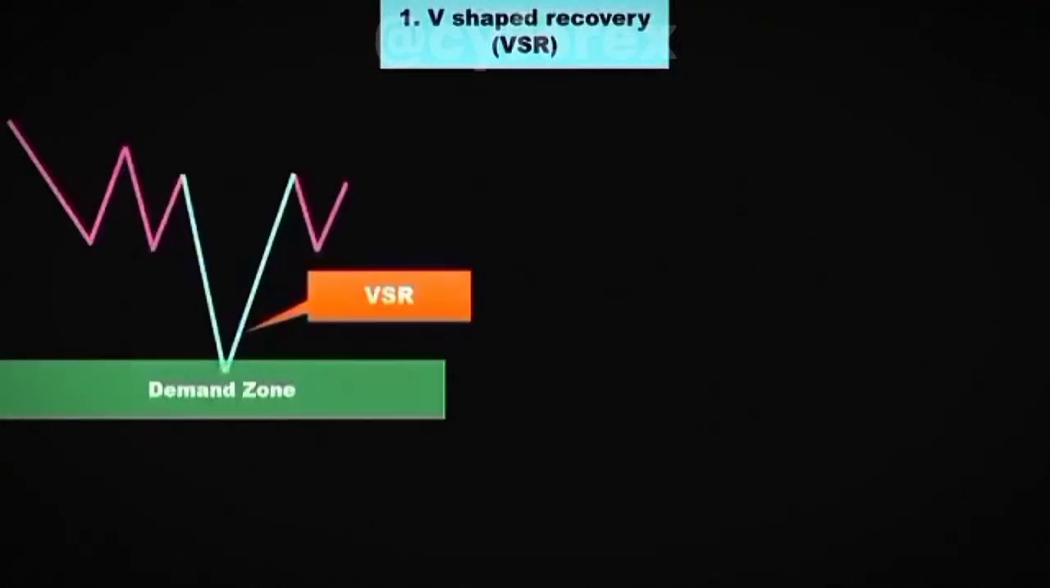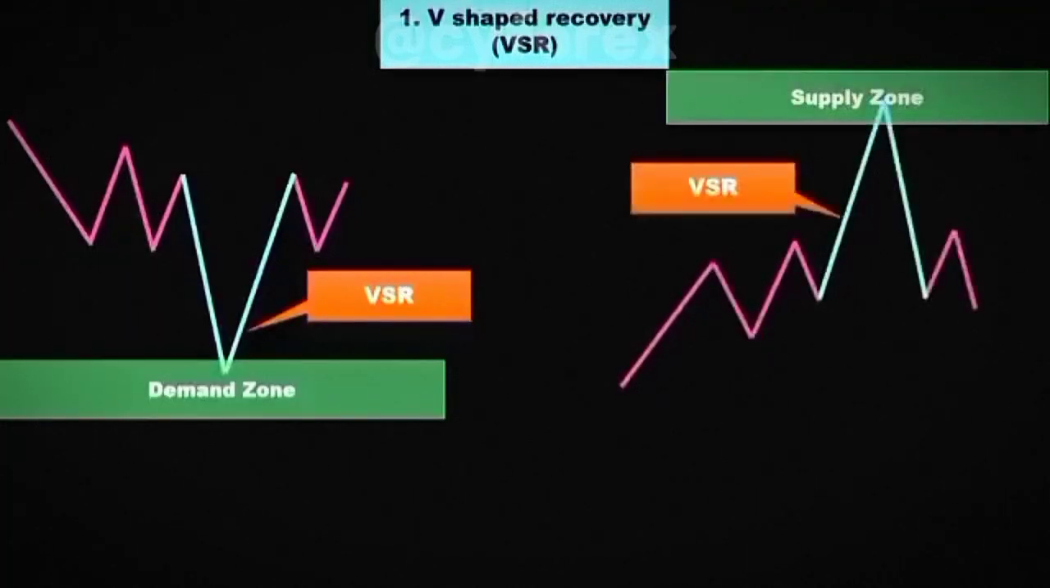VSR stands for V-shaped recovery. The basic idea behind the V-shaped pattern is that when price approaches a demand zone, price may quickly fall and then rise back to its previous level and forms a V-shaped pattern. It's worth noting that the V-shaped pattern can also form when price rises quickly and then falls back down to its previous level in a supply zone, creating a V-shaped pattern that is upside down.